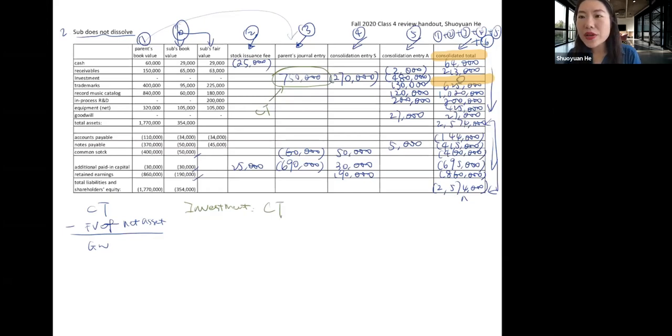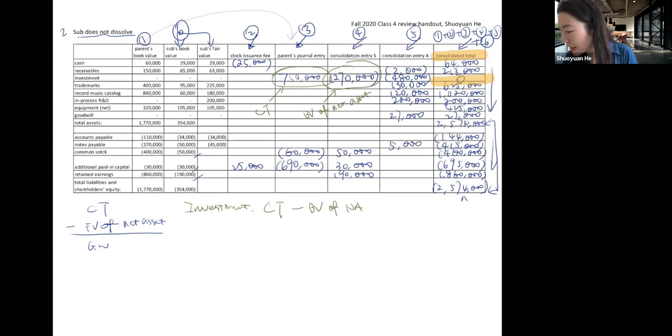And then what do we do in the consolidation entry S? So in consolidation entry S, we eliminate the subsidiary's shareholders equity account. Basically, correspondingly, we decrease the investment account. So the amount we decrease in the investment account should exactly be equal to the book value of the subsidiary's net asset, right? So that is the book value of the subsidiary's shareholders equity. So we minus the book value of the subsidiary's net asset.